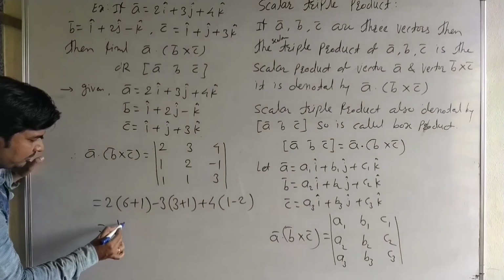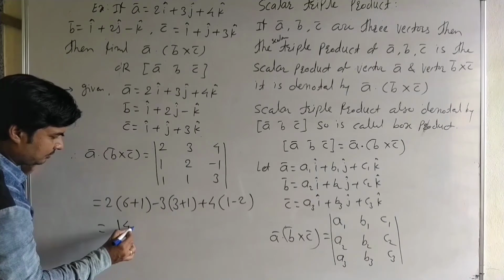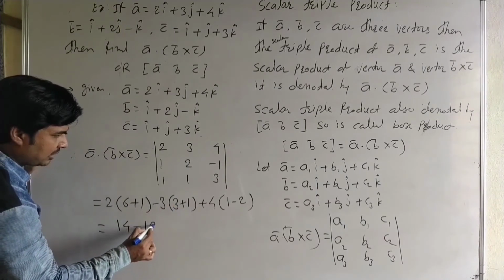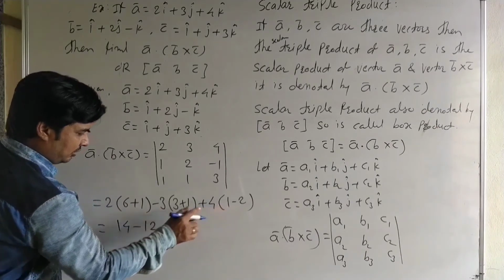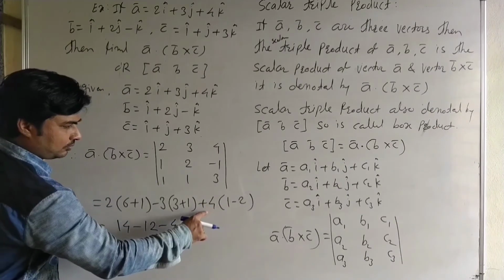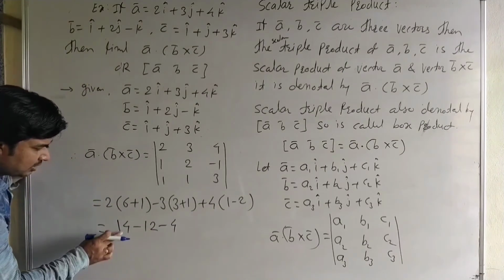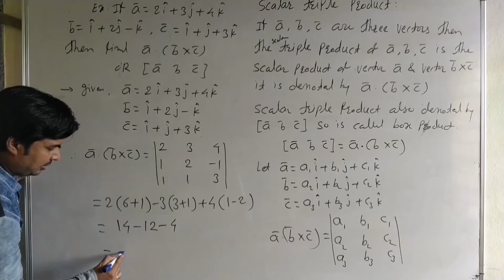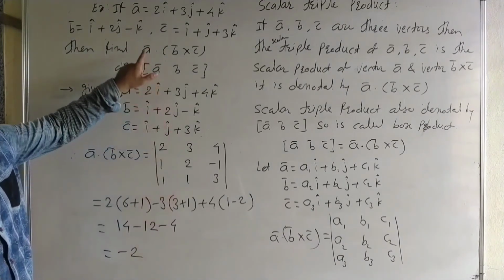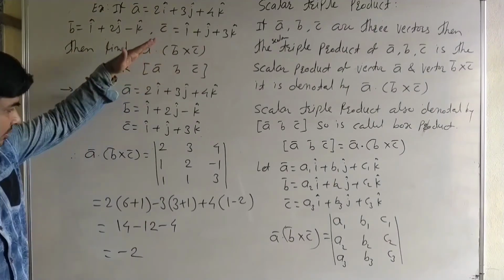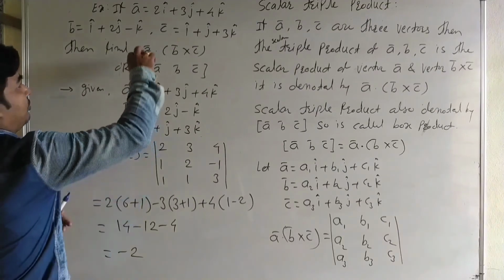7 into 2, 14. Then 4 into minus 3, it is minus 12. See carefully, minus 3 into 4, it is minus 12, and then minus 1 into 4, it is minus 4. Then we get the calculation: 14 minus 16, that means minus 2. It is the scalar triple product of vectors A, B and C. Here order is very important. A, B, C.